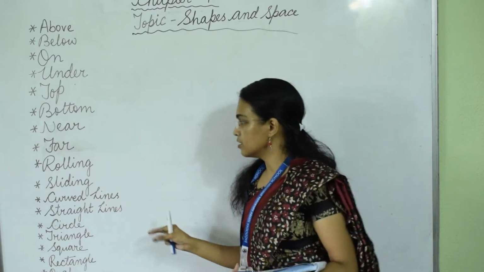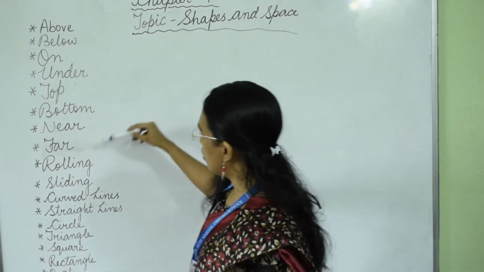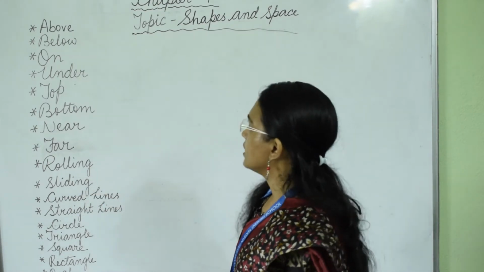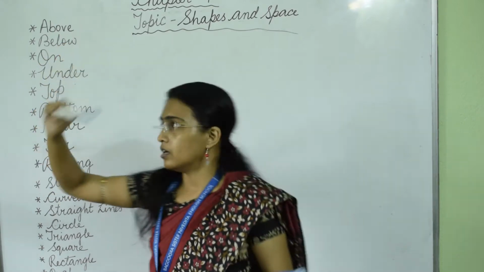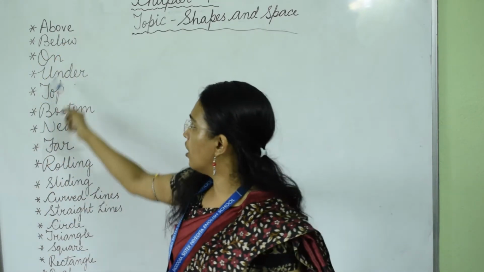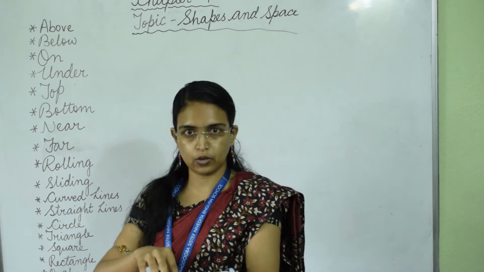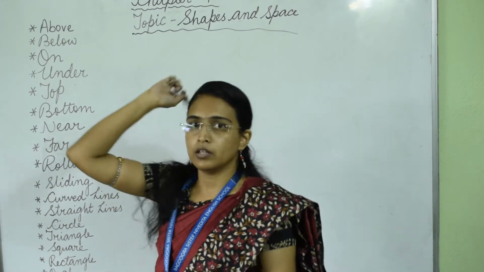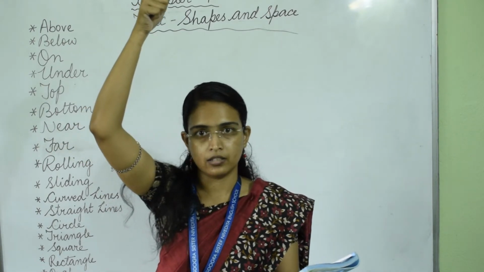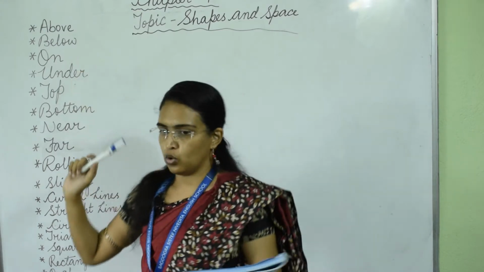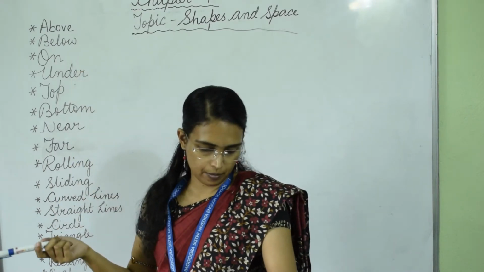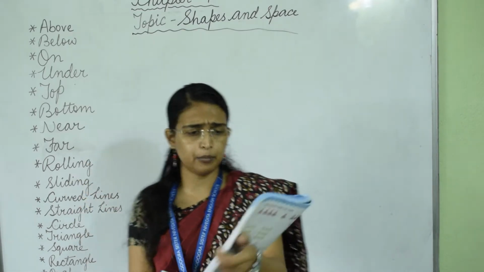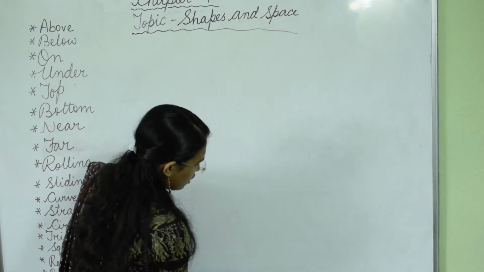Now after this, okay, we will do this part later. First we will do up to this sliding. So above means upar, below means niche, on means also upar. The pen is on the book, and above means upar. The fan is above my head. Then below means, the book is below this board.